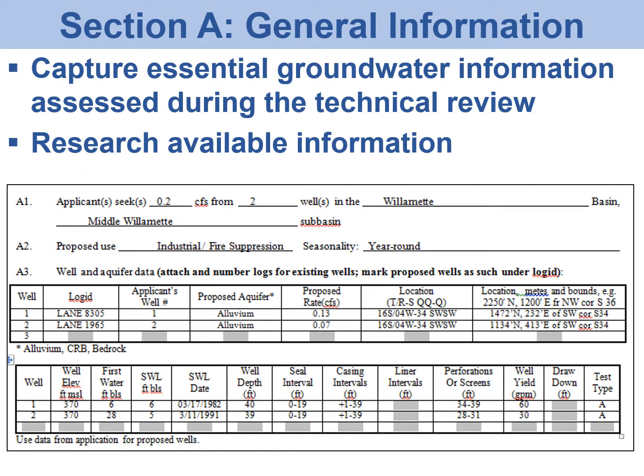So again, we're going to step through these sections in order. You can follow along on the form that you have there as a handout. So first of all, Section A, the general information section. Again, we want to capture the essential groundwater information that is assessed during the technical review. So we want to essentially take all the pertinent information from the application and put it in one place, and that way it's clear what we are reviewing.